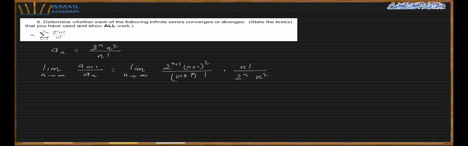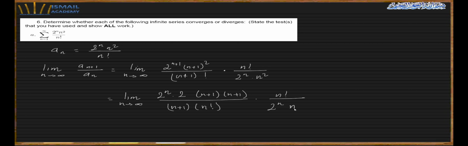Let me split this a little bit. Here is going to be the limit as n goes to infinity of 2 times (n+1)^2, and (n+1) factorial is the same thing as (n+1) times n factorial, and here I will have n factorial over 2^n n^2.